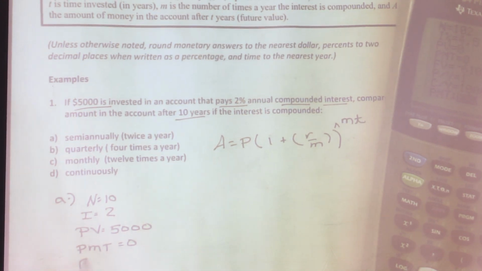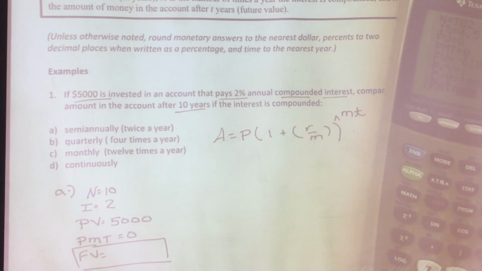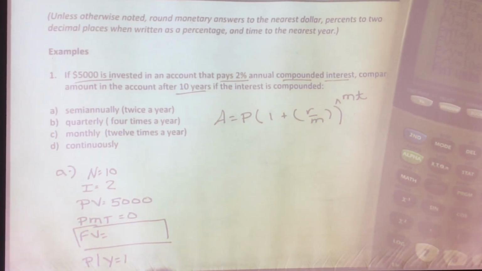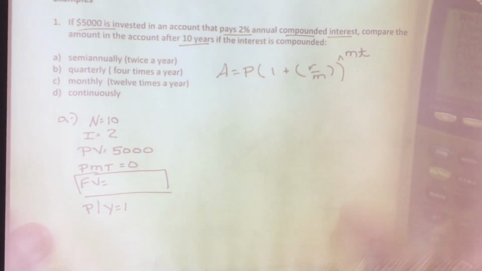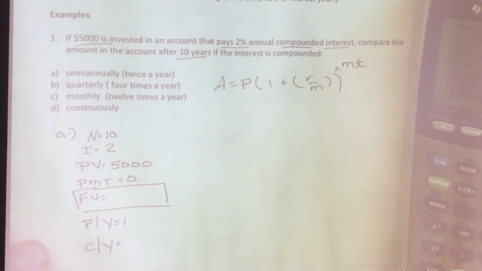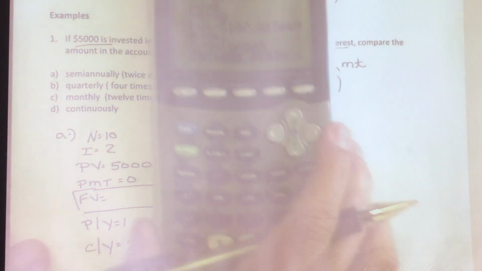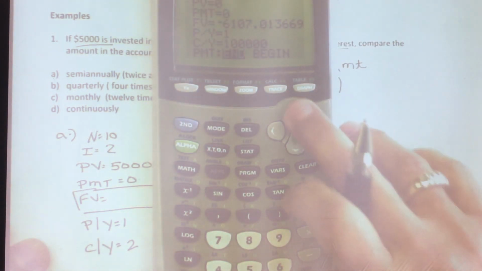Future value is your unknown. That is what you are solving. P/Y is 1. That's your payment periods per year. And C/Y is your compounded periods per year, and compounded semi-annually is twice a year. So let's enter this into the calculator.